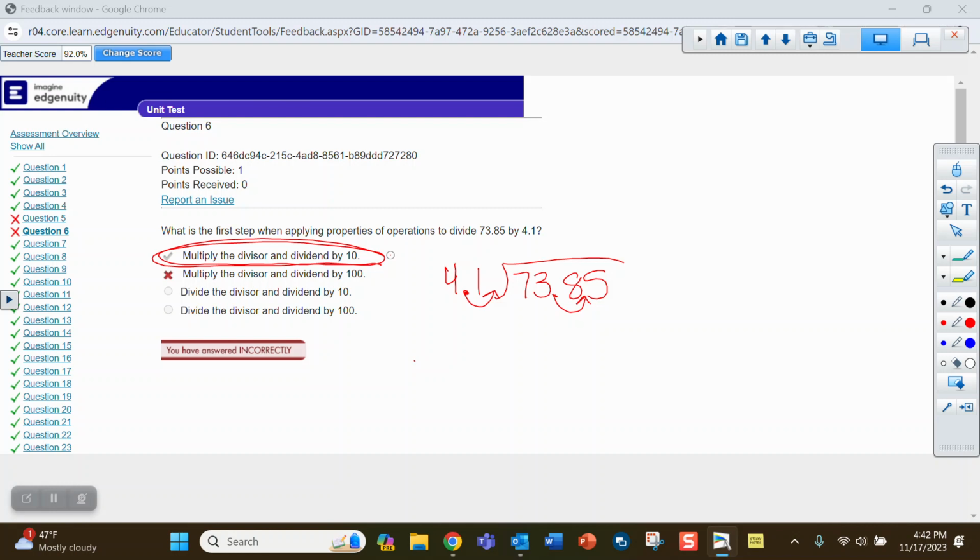73.85. Had those numbers been reversed, then your answer would have been correct. So I think you might have been thinking move this 2 times, that's like multiplying by 100, so then I would have to do it here. But again, this one was the other way around. That 4.1 is what we need to multiply by 10, so we'll do that to 73.85 as well.